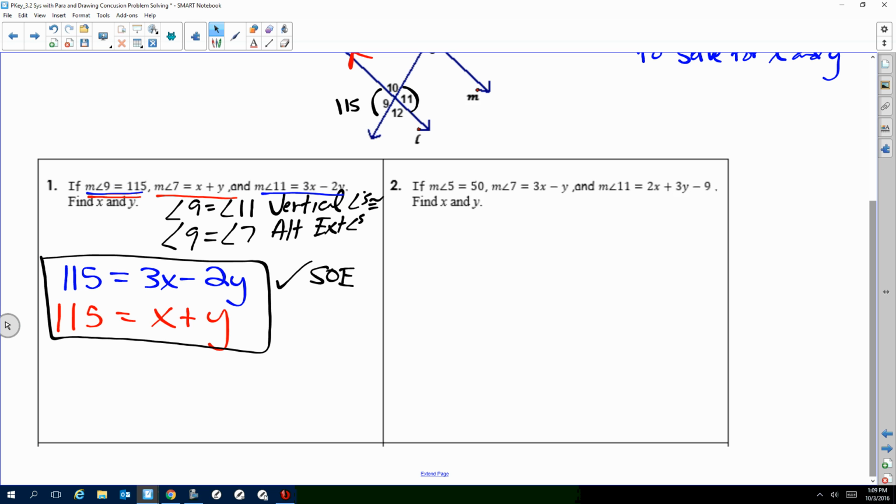Yeah. Okay, now, how do we solve a system of equations? Elimination would be the fastest way. Do we have any terms that can be eliminated?